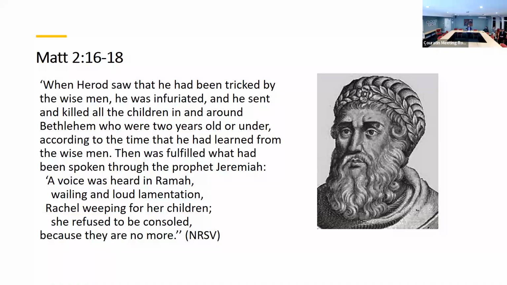And at the heart of this journey there and back again, we have this violent narrative of the slaughter of the innocents. When Herod saw that he had been tricked by the wise men, he was infuriated, and he sent and killed all the children in and around Bethlehem who were two years old or under, according to the time that he had learned from the wise men.